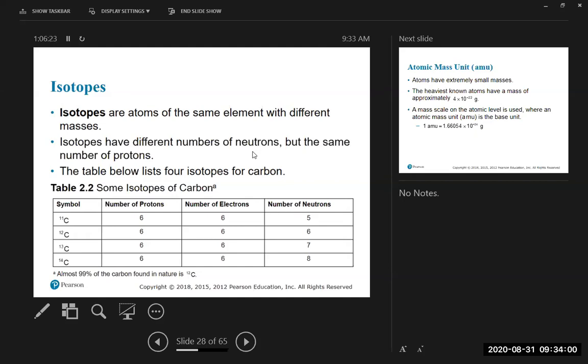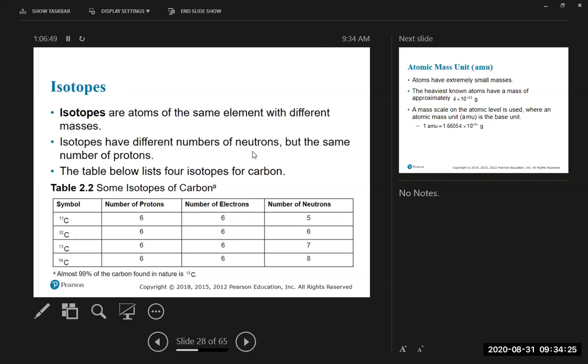They all have 6 protons. That doesn't change. They all have 6 electrons. That doesn't change. Whether it's carbon or anything else, the protons and electrons don't change to get those isotopes. What changes is the mass, and that means the only way to change the mass, if we're holding the protons constant, is to change the number of neutrons.